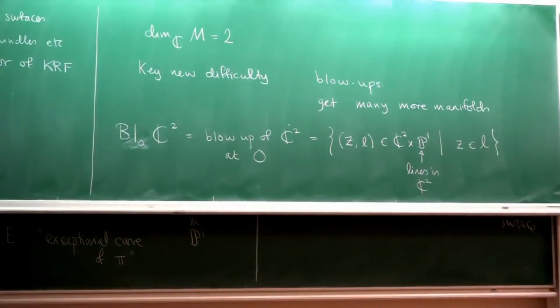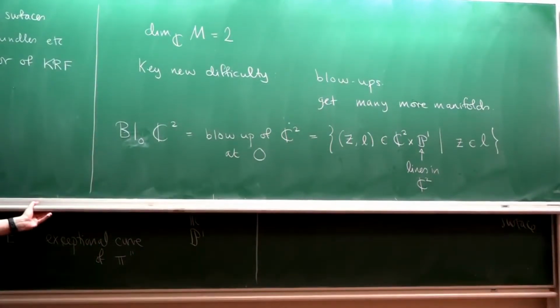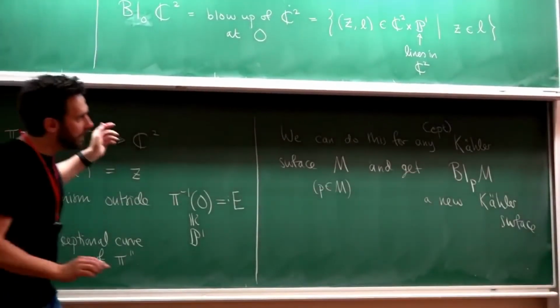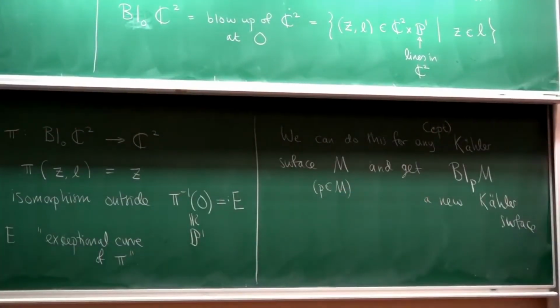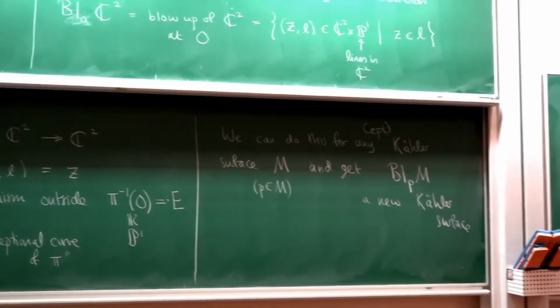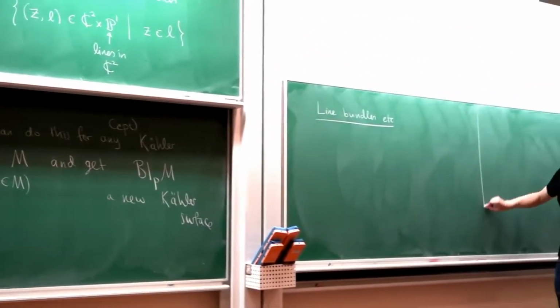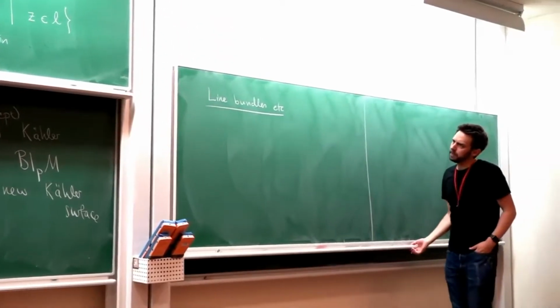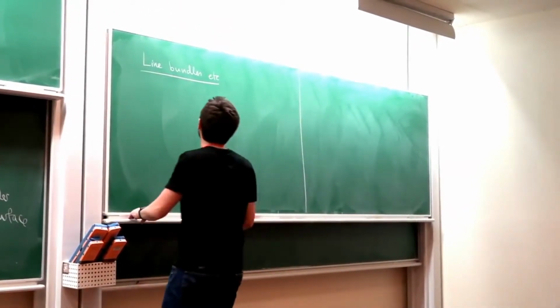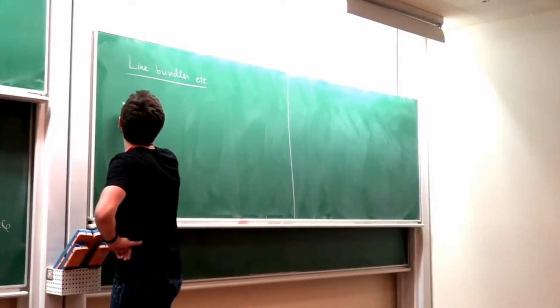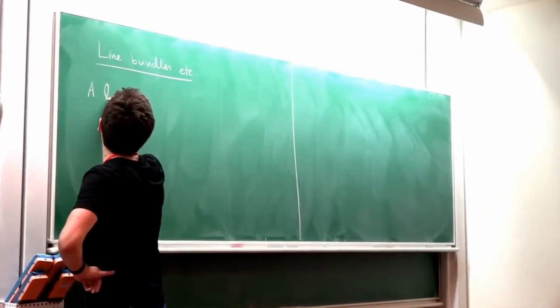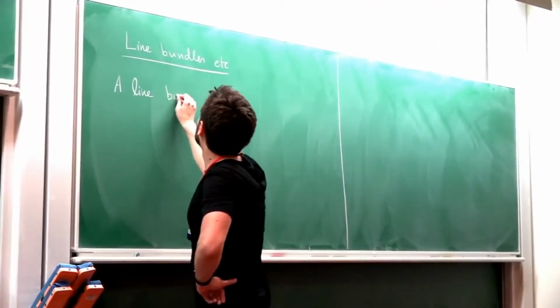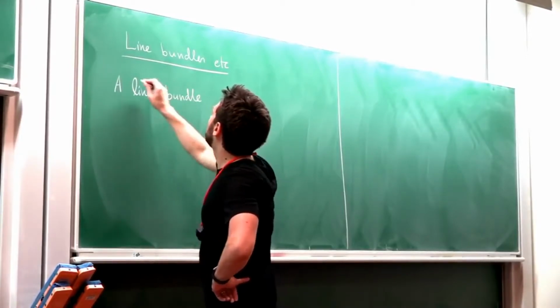Okay. So now I want to give a little bit of terminology and notation about line bundles and pairings and so on. I'm going to need a little bit of background from algebraic geometry, so let me just be brief. A line bundle, of course I mean a holomorphic line bundle.